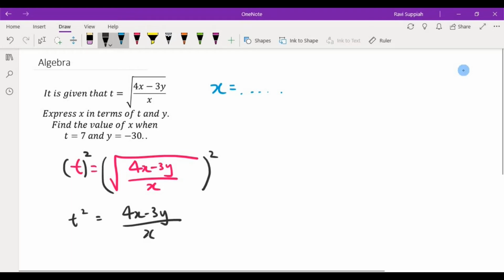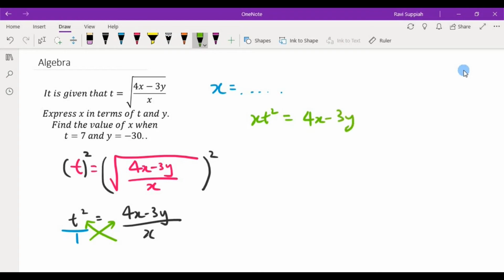Now on the left hand side, t squared can be written as t squared over 1, which means that I can now perform a cross multiplication. When I cross multiply, what do I get? I get x t squared equals 4x minus 3y.